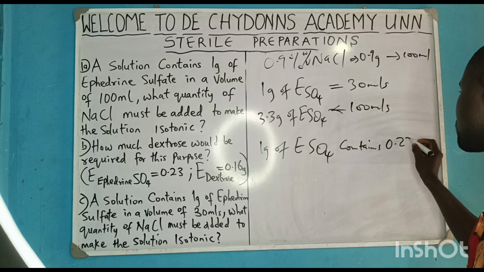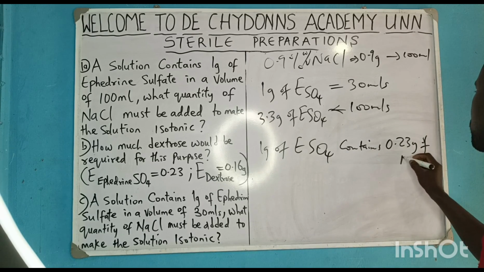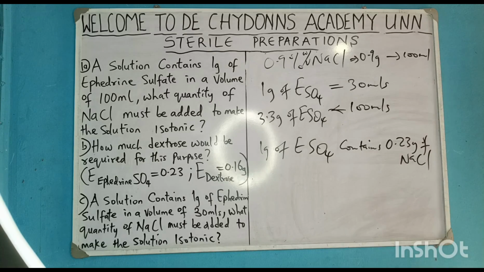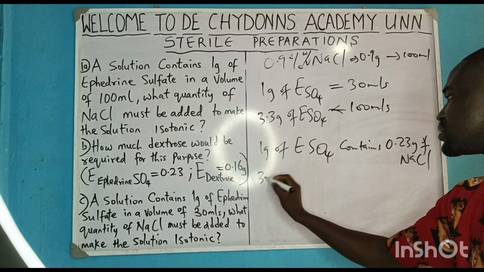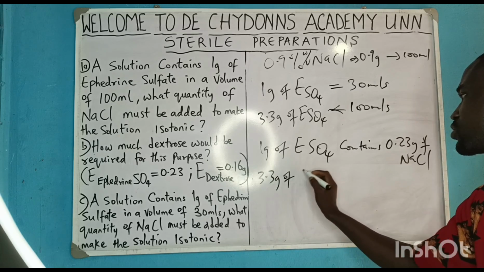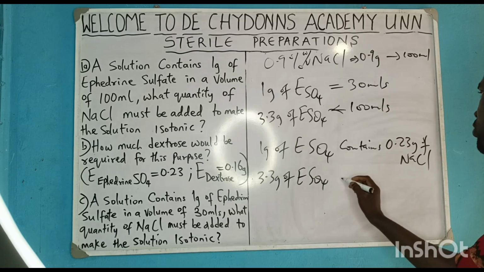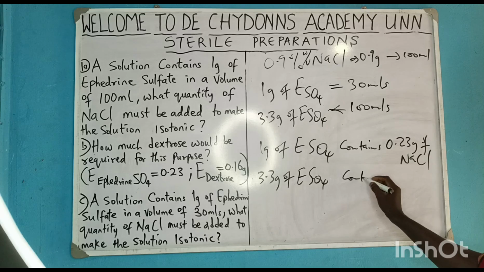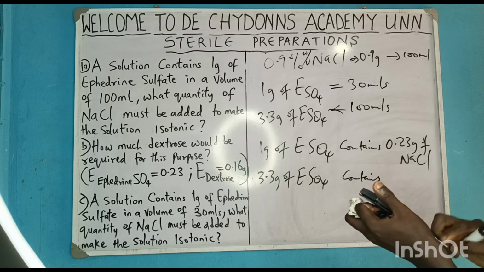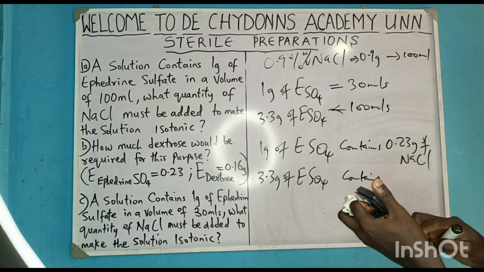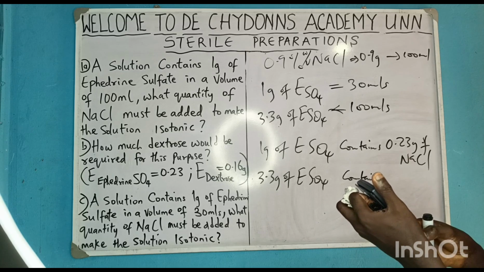Contains 0.23 gram of what? Sodium chloride. Are you getting it? That means, what about this? 3.3 gram of what? Ephedrine sulfate. How many sodium chloride will it contain? Contains 3.3 times 0.23.